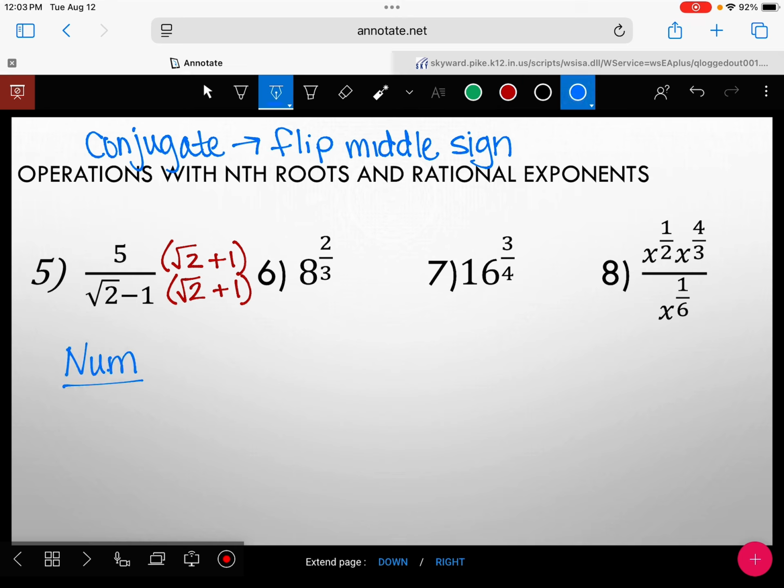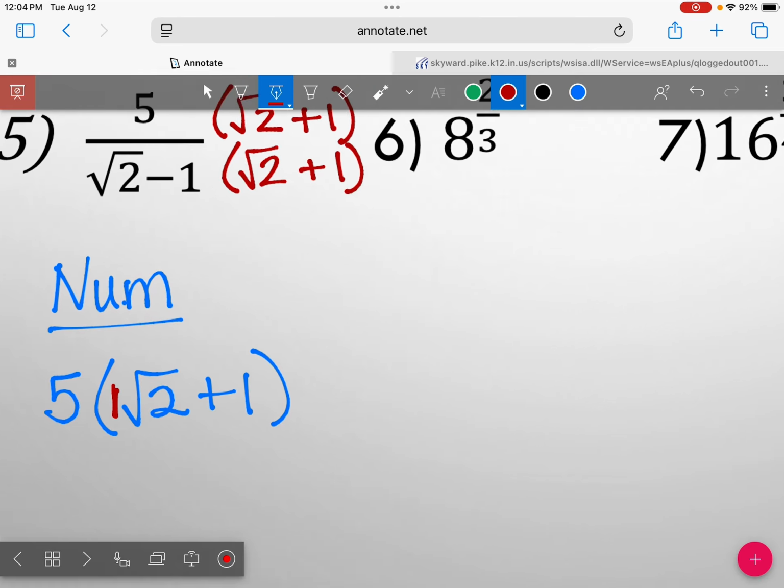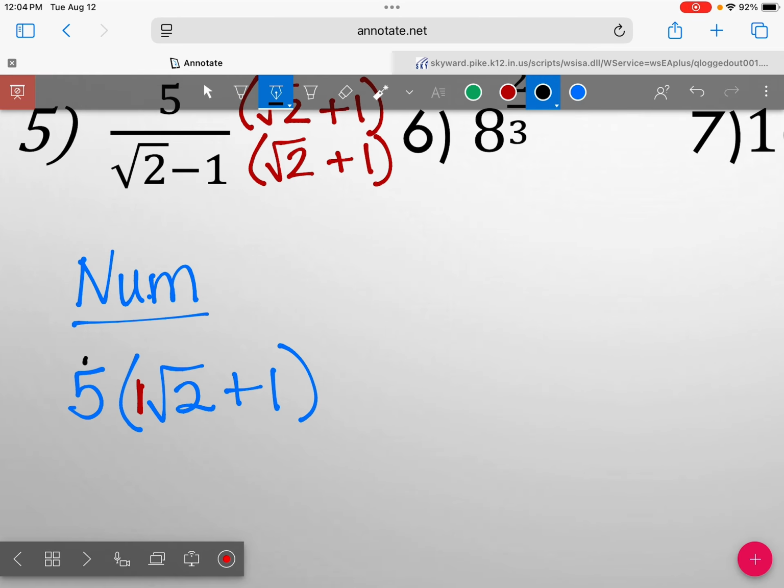Let's do our numerator first, which is 5 times root 2 plus 1. And you're multiplying by the number only. So in front of this root 2 is a 1. It's just invisible, but it's right there. So I'm just multiplying the 5 by both of these 1s, which is going to give me a 5 root 2 plus 5. So that's my numerator.